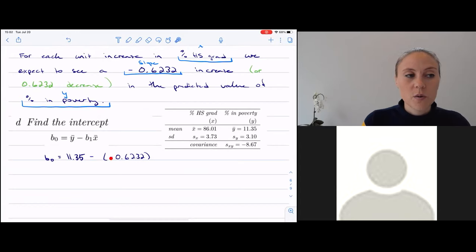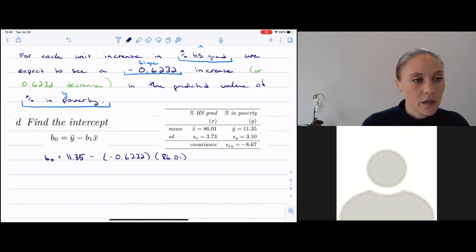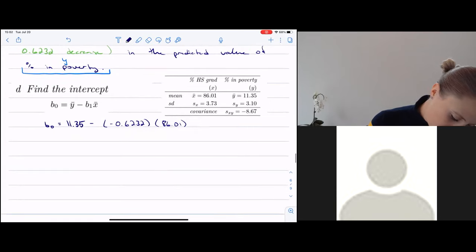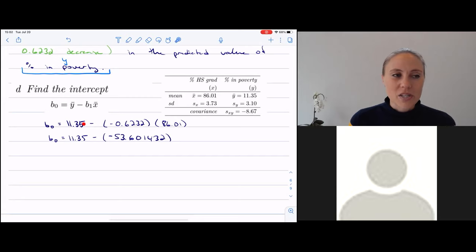When you have a negative slope, a negative times a negative makes a positive, right? So you'll wanna keep track of that. And then multiplied by X bar, which was 86.01. Okay, so I have to multiply 86.01 times negative 0.6232, which is, so B0 is 11.35 minus negative 53.601432. Why not?